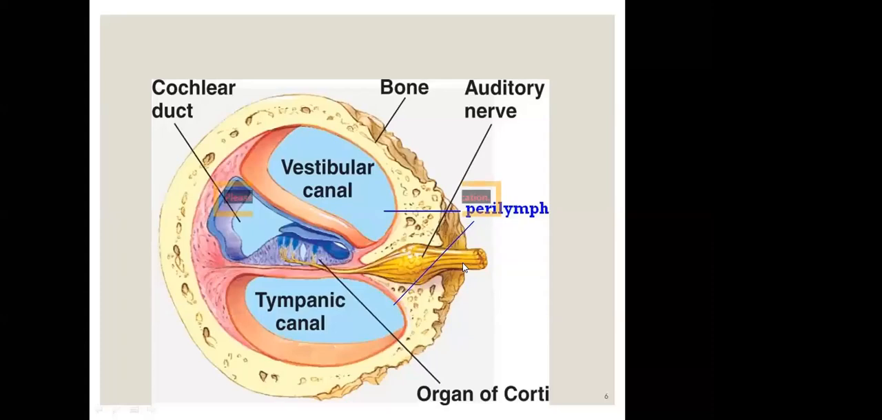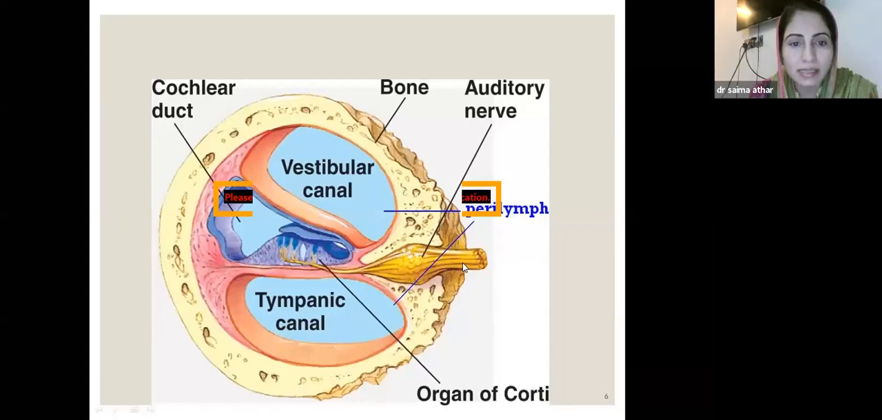Miss, endolymph is present in the membranous labyrinth and it has a higher composition of potassium. And perilymph is present in the bony labyrinth and it has a similar composition to that of ECF. Okay, good. Endolymph is present inside the membranous labyrinth and perilymph is present in the bony labyrinth, right?